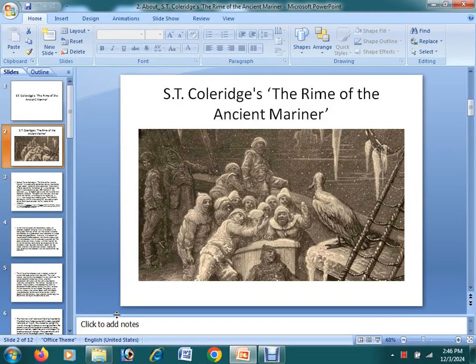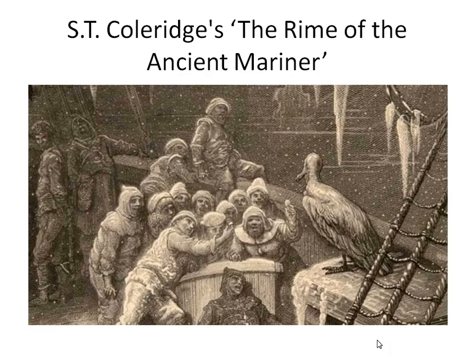Important poems of the Romantic period, and also one of the important poems of our syllabus, that is English Romantic literature. So you see the pictures: S.T. Coleridge's Rime of the Ancient Mariner. That means the people you see over here are making merriments with a bird.